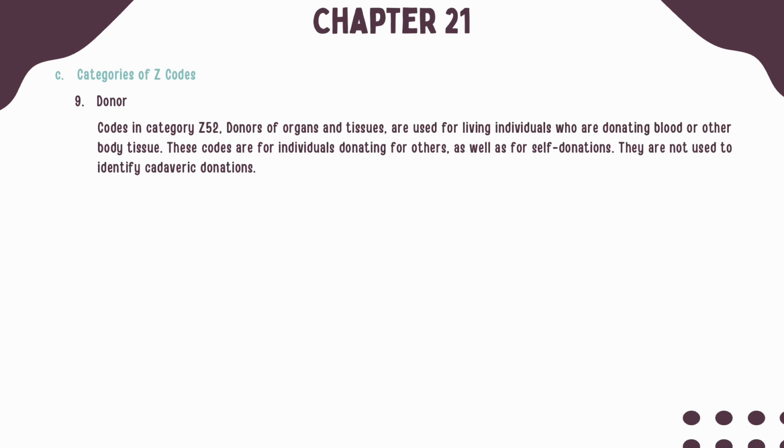Category Z52, donors of organs and tissues, are used for living persons who are donating blood and other body tissues. These codes should be used for individuals donating for others and self-donations, and they should never be used in cadaver donations.